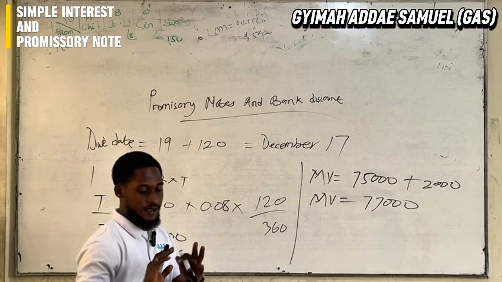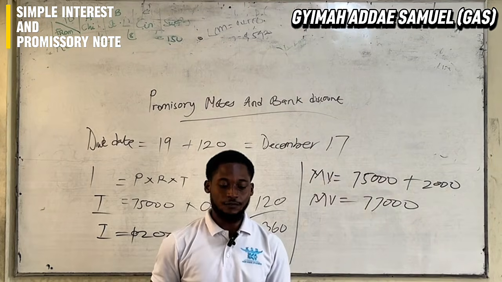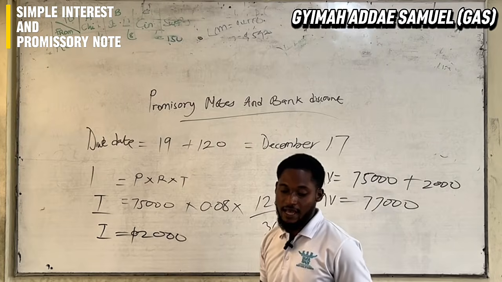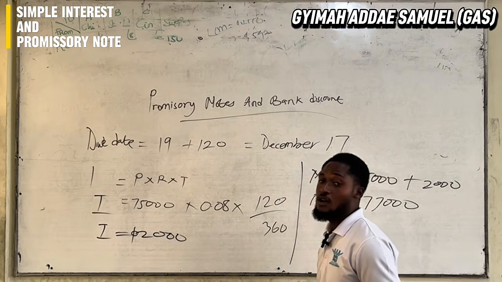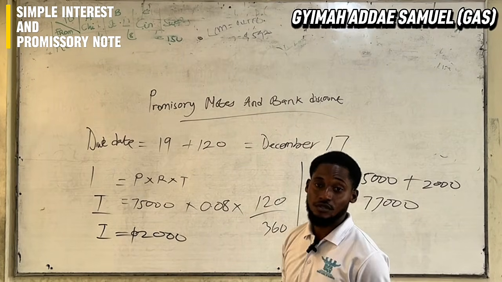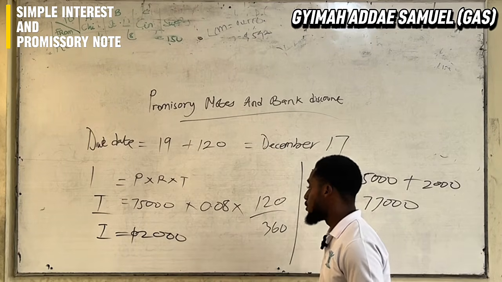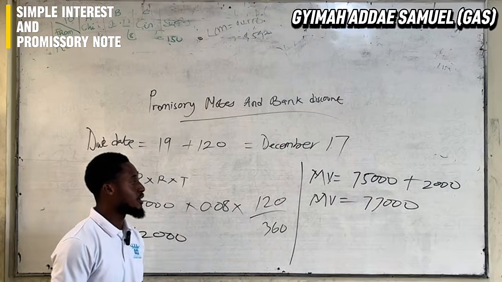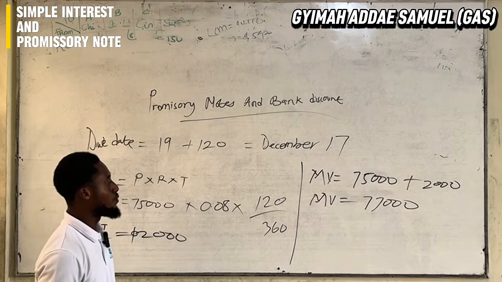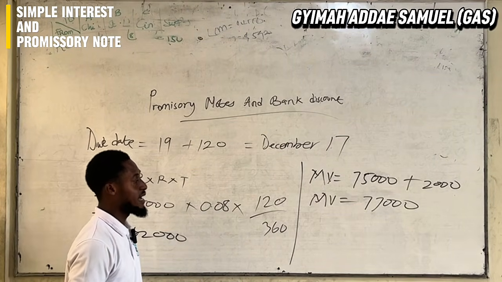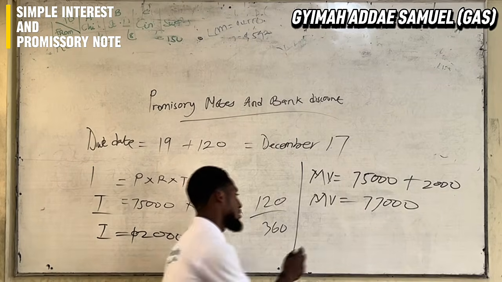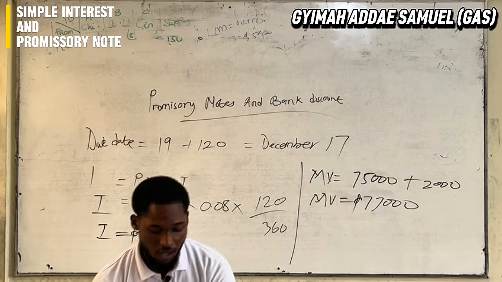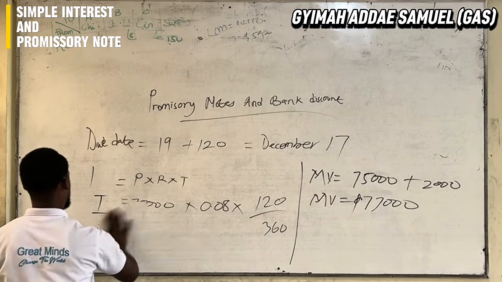So that is the first part, as stated, for us to compute the due date. And we did the due date nicely. And we also went ahead to find our maturity value. We said without the interest, you can't find the maturity value. So we first calculated our interest, which was 2,000. Therefore, we calculated our maturity value by adding 2,000 to the principal, which was 75,000, and we ended up at 77,000 Ghana cedis. So now we move on to the second part. How are we then going to solve it?